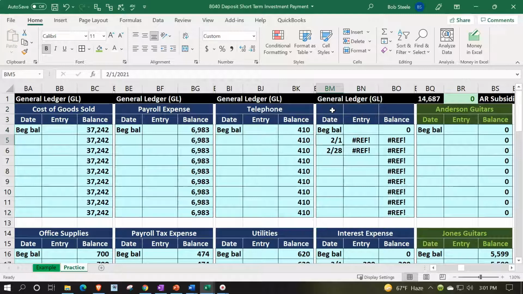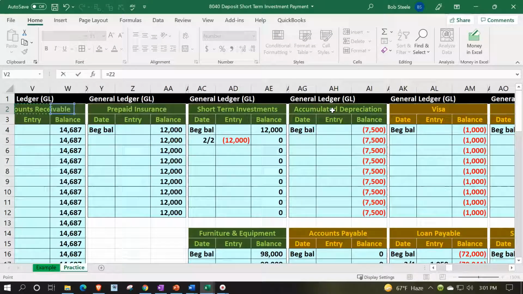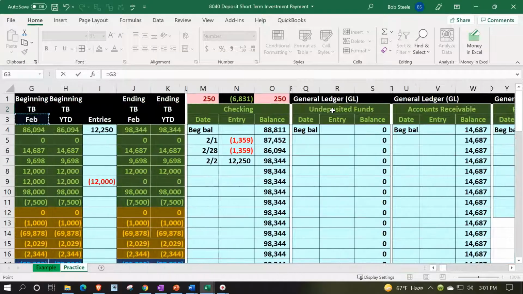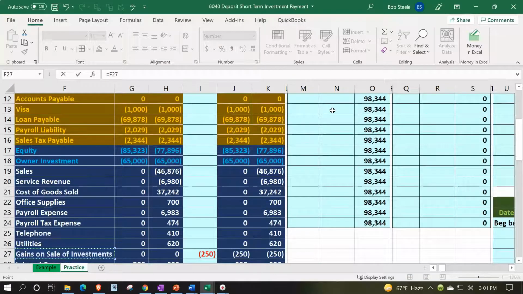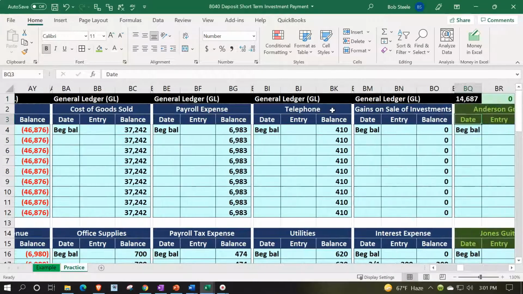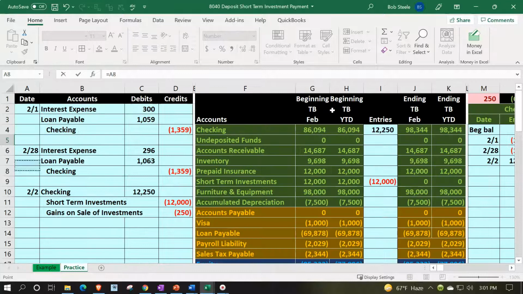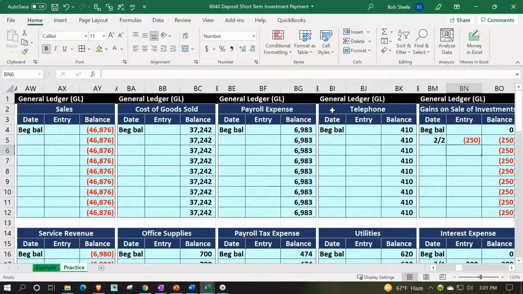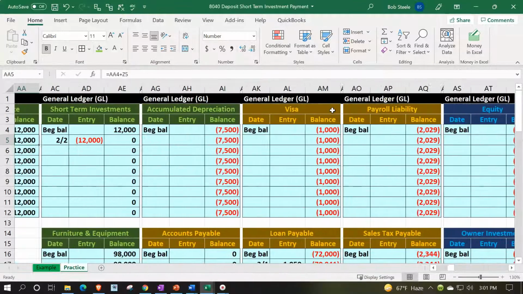Delete this, delete that, delete this, delete that, and then rename it equals. We're going to then pick up that account that we added, which is going to be the gain on sale of investments. So there is that. And now this happened on 2-2, so we're in BN 5 equals left to the wall. Scrolling down to the last one, the 250. So that looks good.